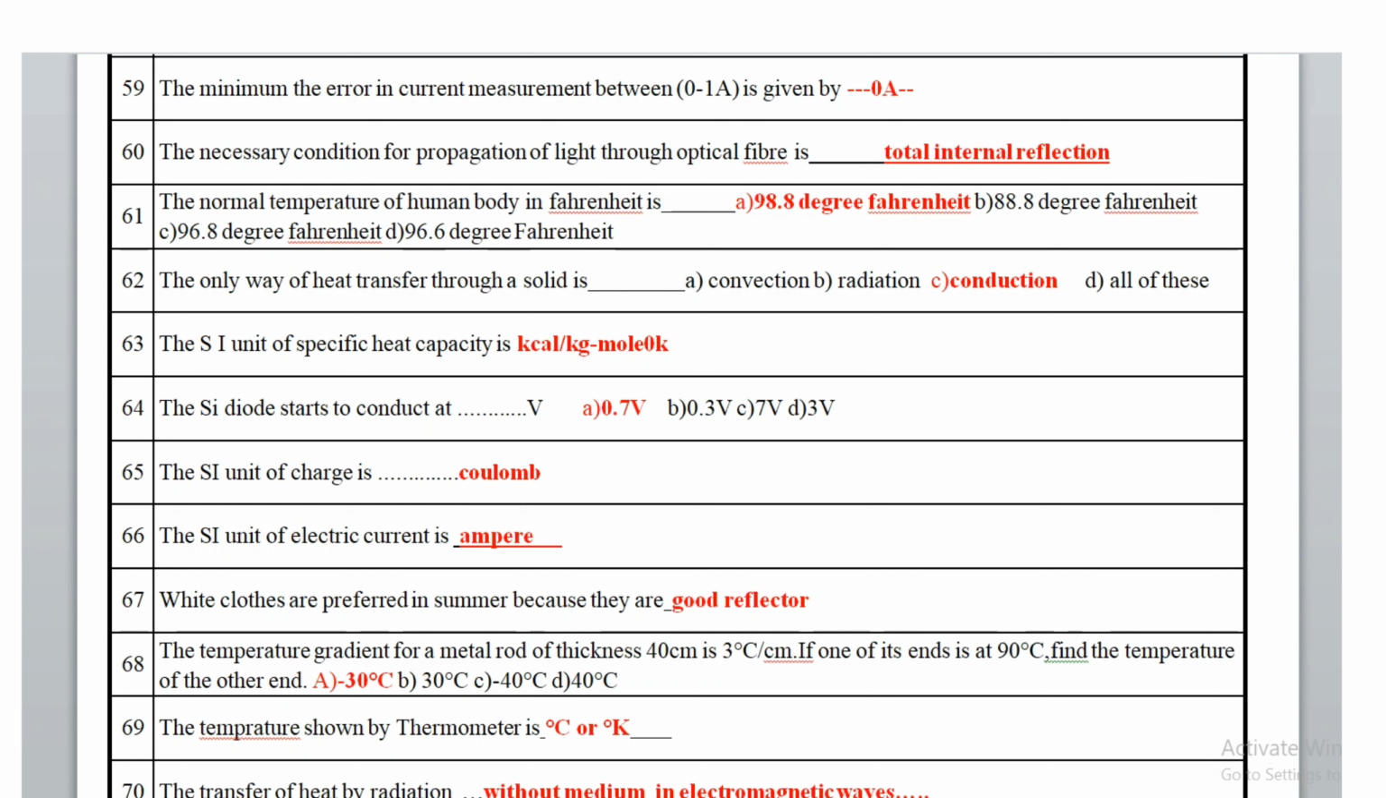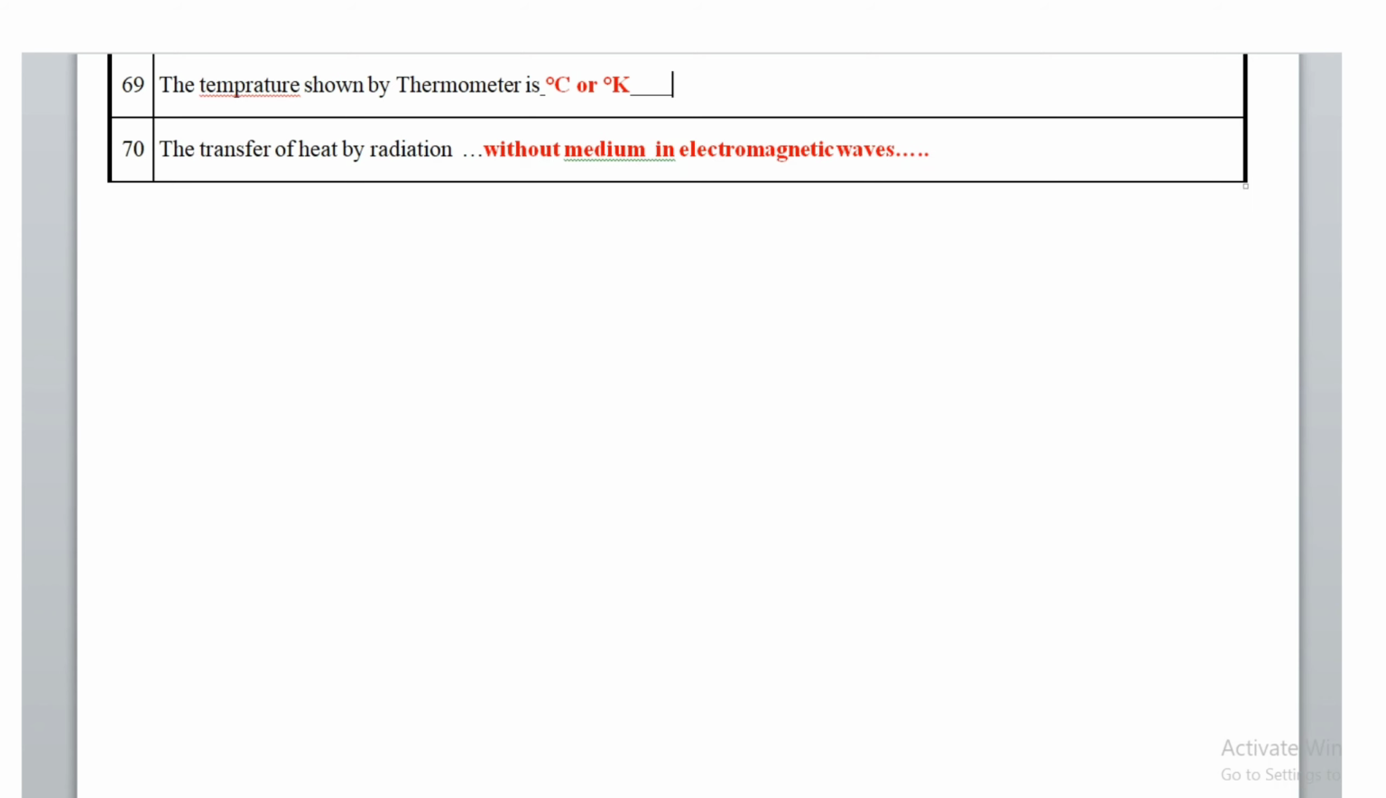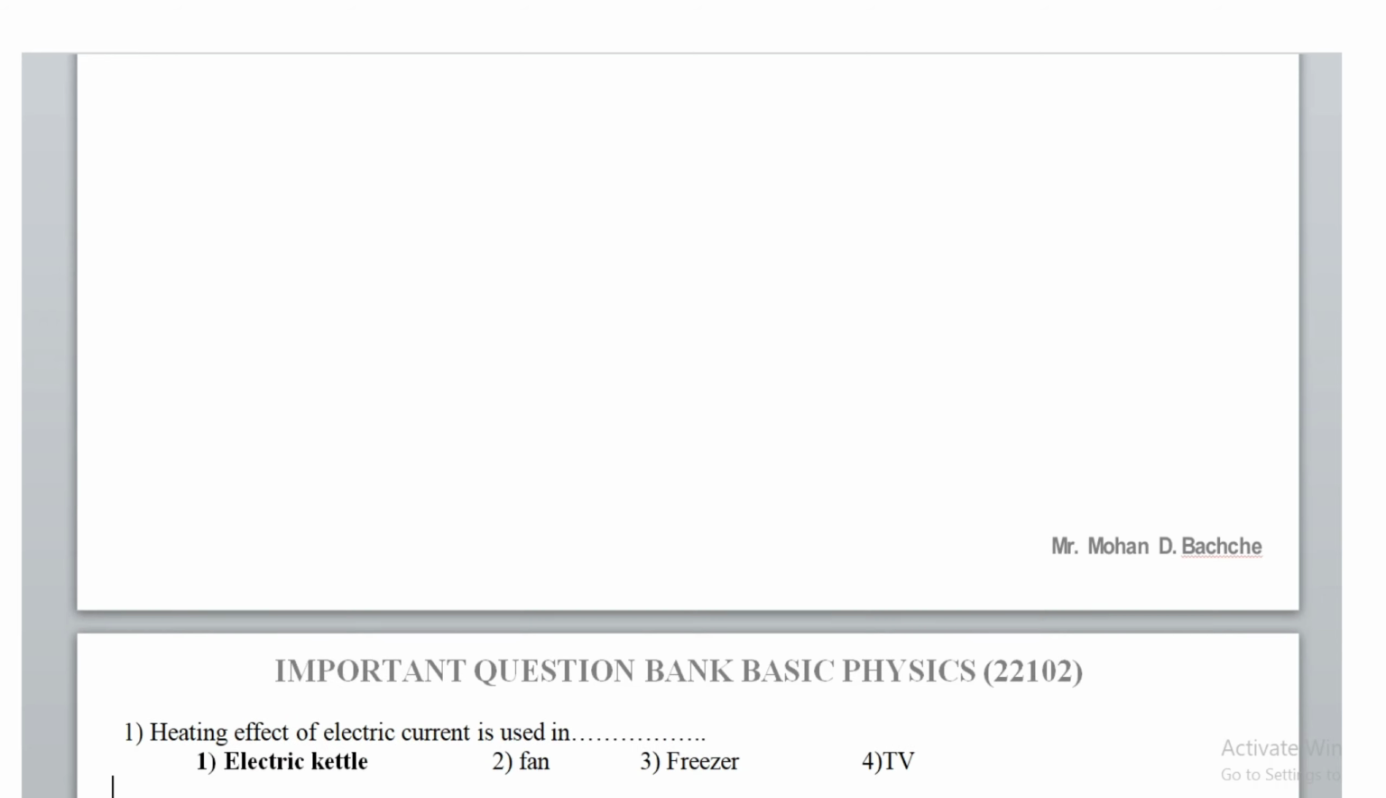Then temperature gradient of a metal rod of thickness 40 centimeter is 3 degrees Celsius per centimeter. If one of its ends is at 90 degrees Celsius, find the temperature of the other end. It is minus 30 degrees Celsius. The temperature shown by a thermometer is in degree Celsius and degree Kelvin. Then transfer of heat by radiation is without a medium, in electromagnetic waves.